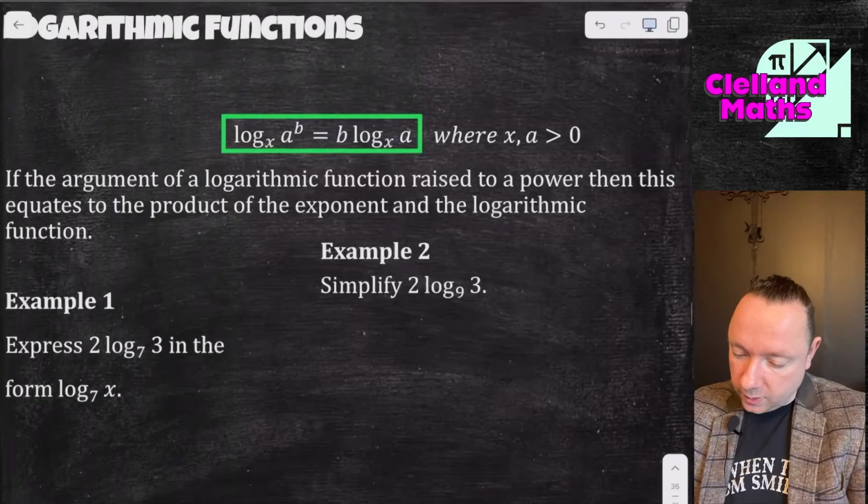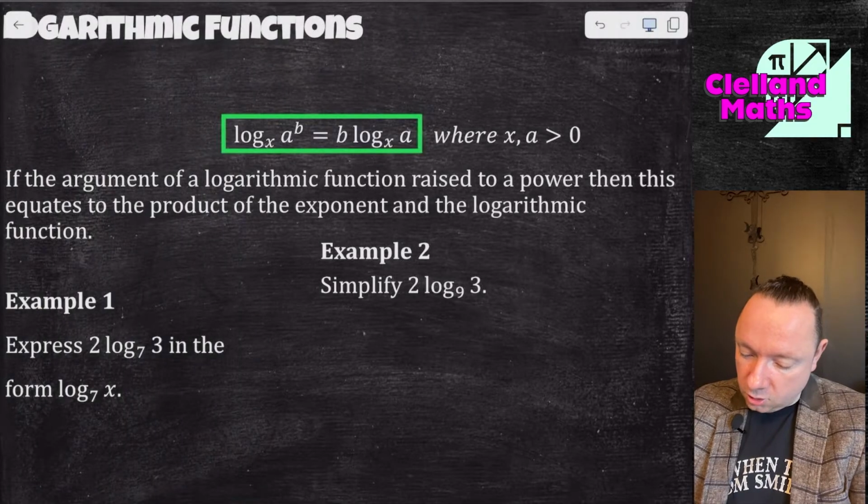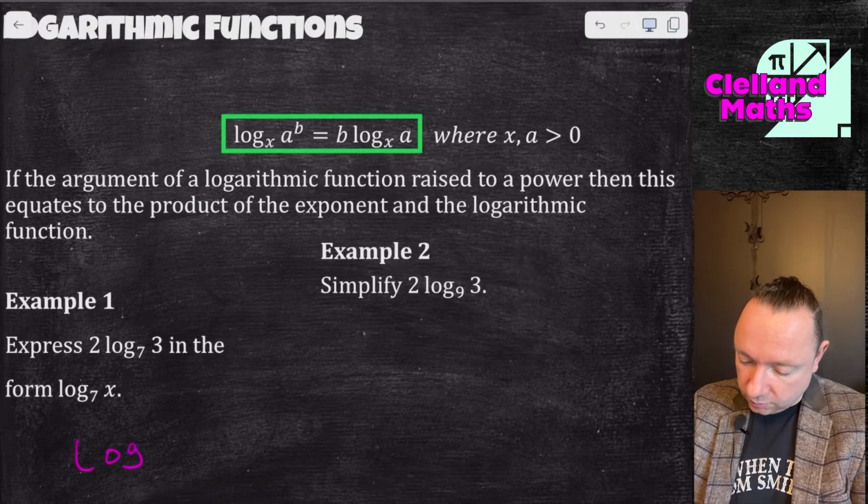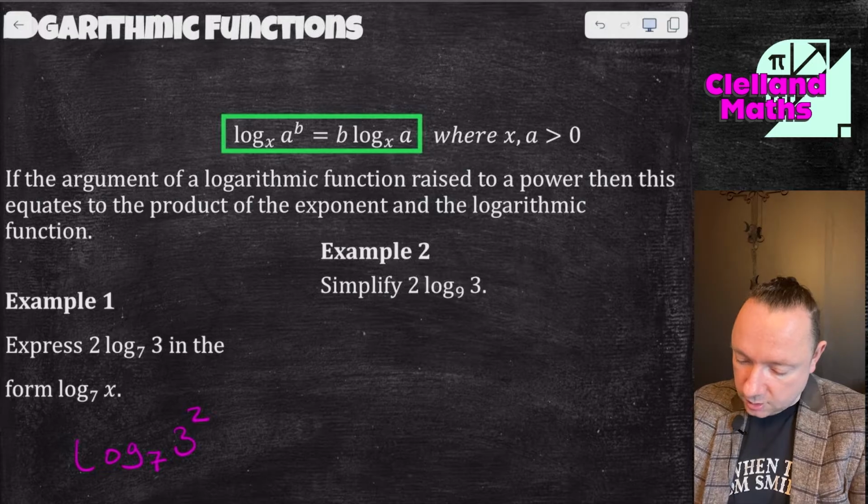Let's have a look at some questions using that rule. Express 2 log base 7 of 3 as a single log base 7. So I've got a 2 at the front, so I can take the 3 and then make it squared. So that becomes log base 7 of 9.